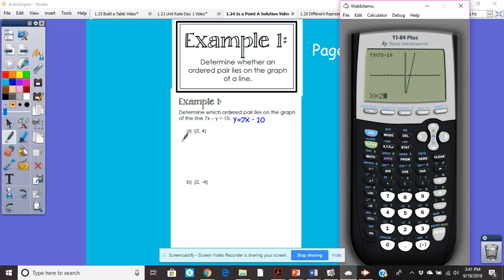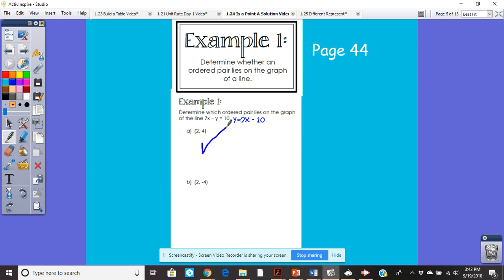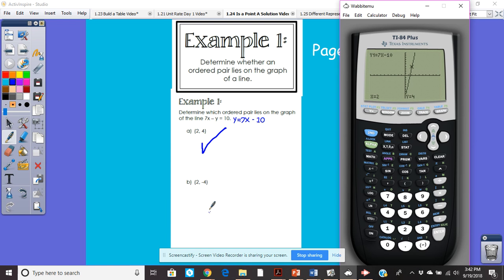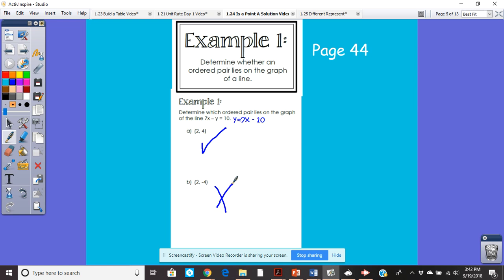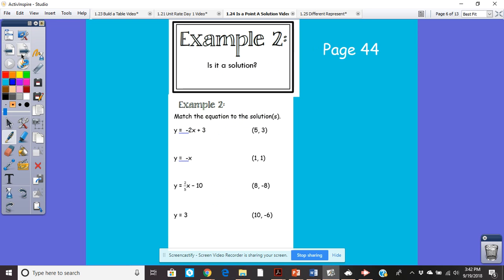And so first I want to see if x is 2. So if x is 2, my y is 4. So A is on the graph. Now I want to see if 2, -4 is on the graph. Well, I can already say that it's not because when x is 2, y is 4, not -4. So that one is incorrect.